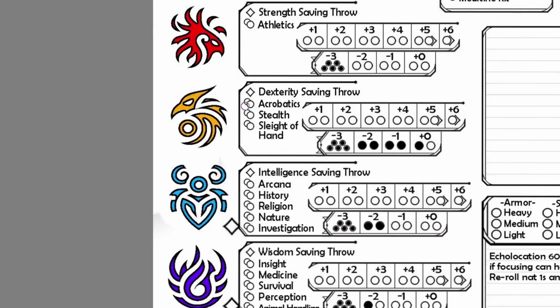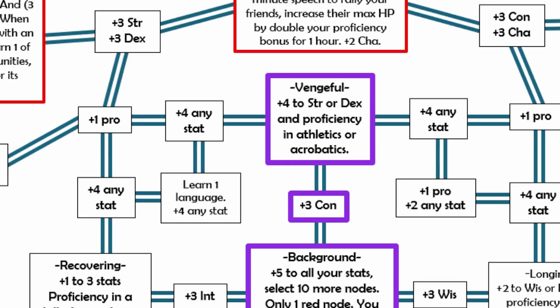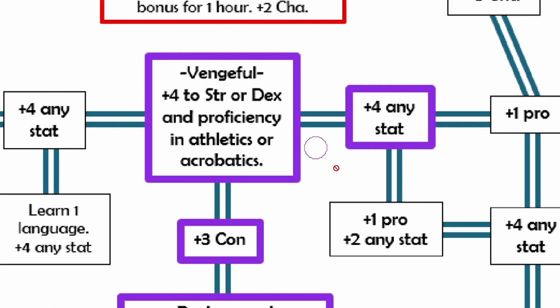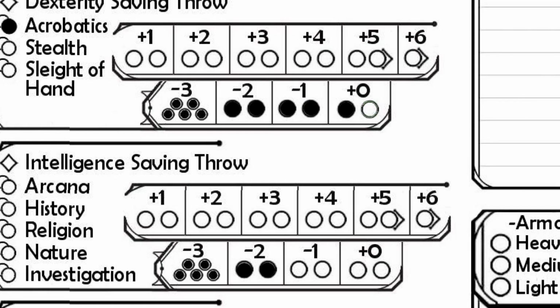I'm going to go ahead and put it into acrobatics because I'm assuming we'll have another character in our party that can take the role of the big, tough, strong guy. For our third node out of 10, I'm going to go ahead and pick up a +4 to any stat, and I'm going to go ahead and put that into dexterity as well.